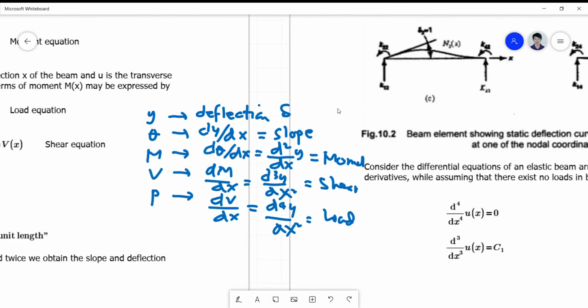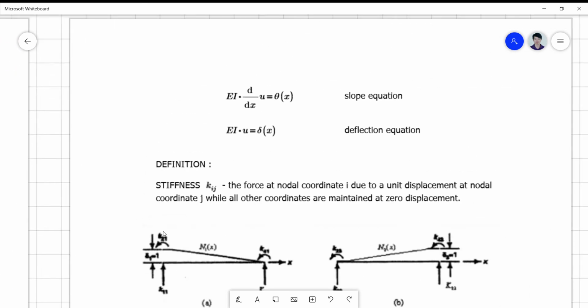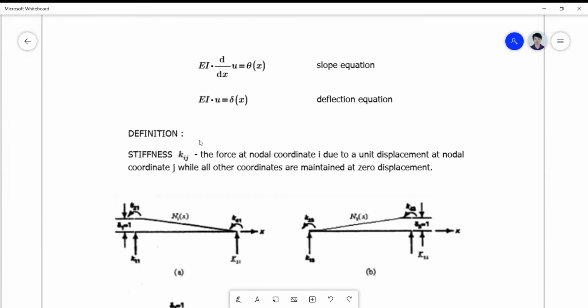And if we are going to continue the solution, of course, the slope equation and the deflection equation can actually be written in this form by simply substituting your u variable in terms of your y variable. Okay, so let's take now the definition of your stiffness Kij, which is simply the force at the nodal coordinate I due to a unit displacement at the nodal coordinate j.